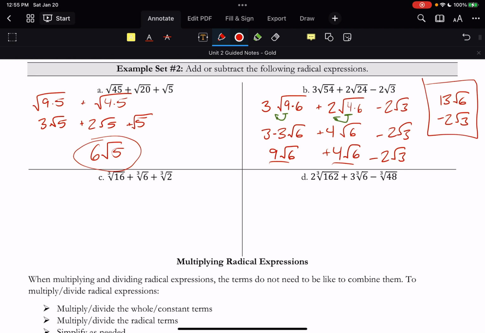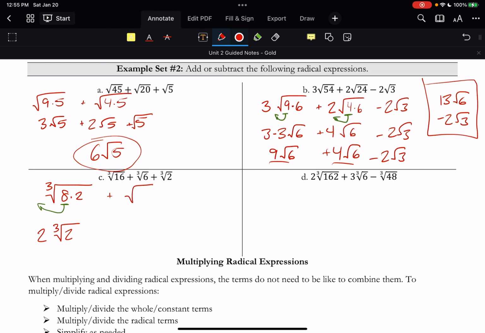And again, the cube roots don't change either in terms of thinking. It's just now working with perfect cubes instead of perfect squares. So I have the cube root of 16 plus the cube root of 6 plus the cube root of 2. If I look at the cube root of 16, I know that 16 is 8 times 2. And the cube root of 8 is equal to 2. So I can go ahead and move that out. So that gets me 2 times the cube root of 2.